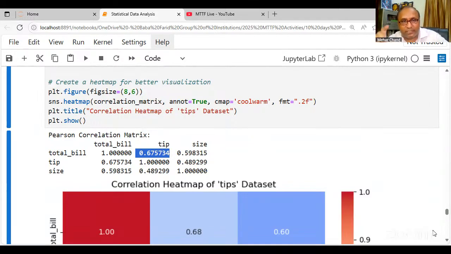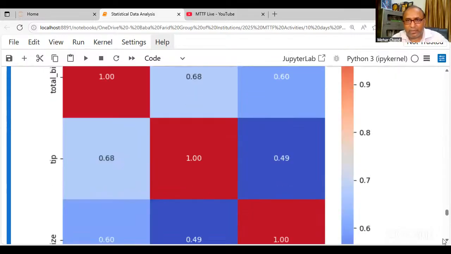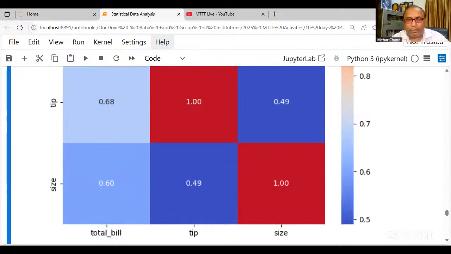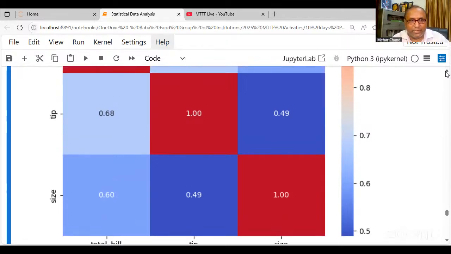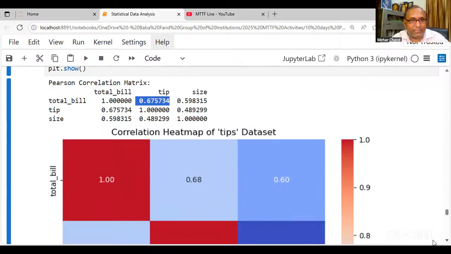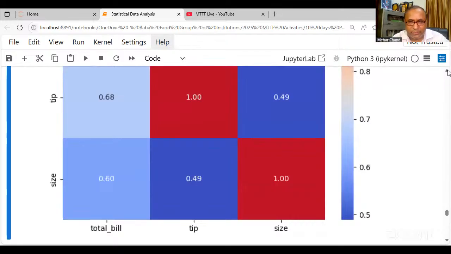The same values we print in the matrix can be seen in the heat map, usually called the correlation heat map of the tips dataset. On the side of this graph you can see a bar, whose values lie between -1 and 1. All the values inside this heat map are greater than 0.5, and there is no negative value in this matrix, so the values range from 0.5 to 1.